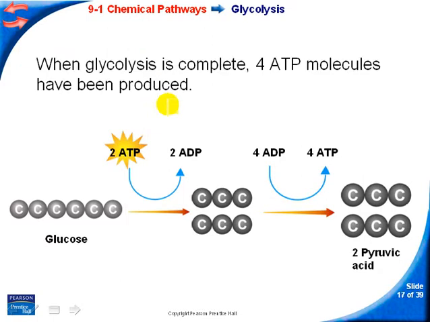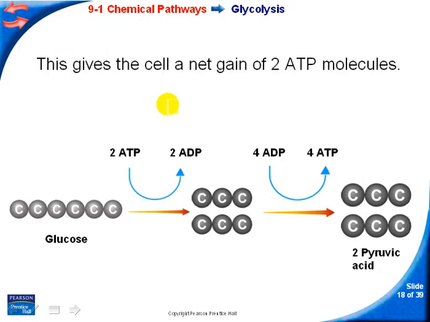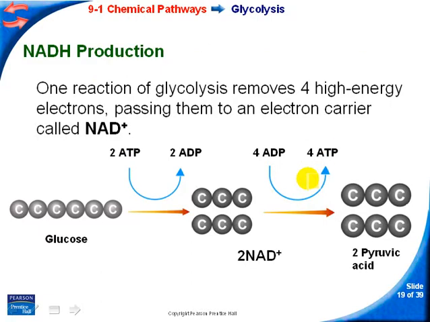So when glycolysis is complete, 4 ATP have been produced. That gives us, and this is important, a net gain of 2 ATP molecules. There's the 2 in, and there's the 4 ATP out. So we gain 2 ATP molecules.